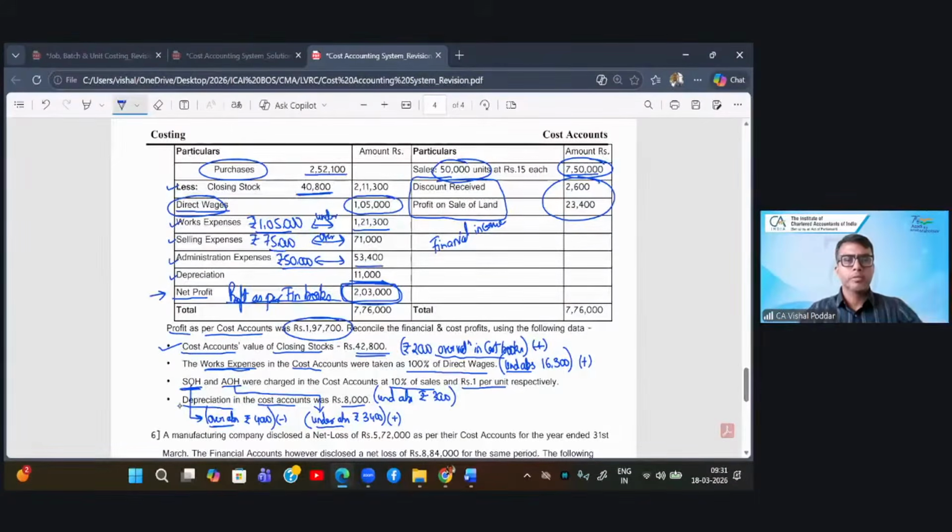Right? Then comes depreciation. What is given for depreciation? Again, there is under absorption. Under absorption means expenses are less in costing. Expenses are less means costing profit is higher. What I have to do? I have to climb upwards.